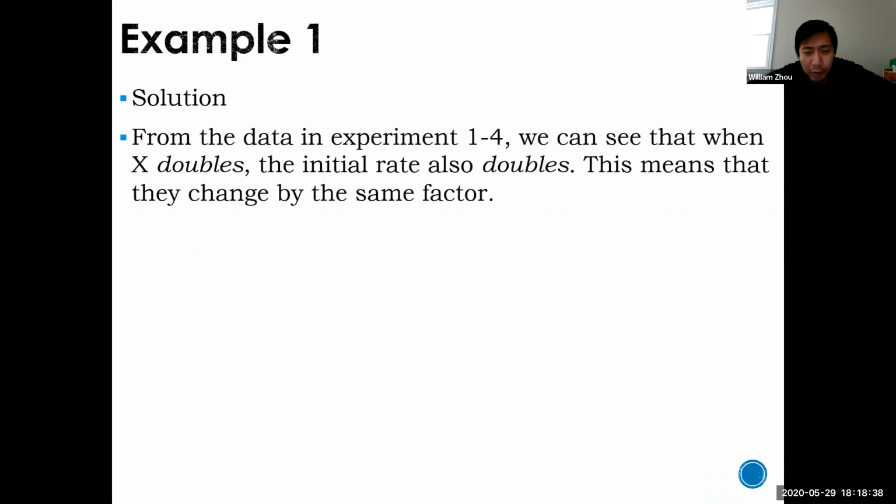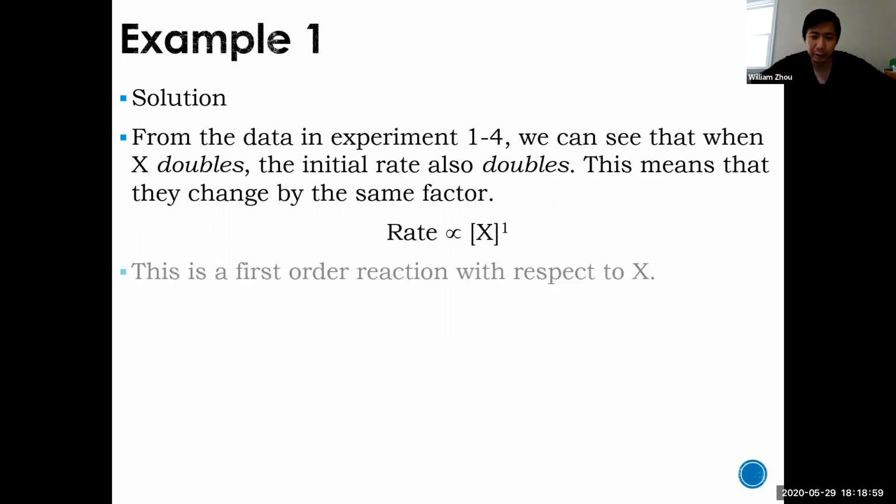From the first 4 experiments, we can see that if you double x, you double the rate. So they're changed by the same factor. So rate is directly proportional to x to the power of 1. Double x, double rate. Triple x, triple rate. If you multiply x by 10, the rate is multiplied by 10. That means this is first order with respect to x, because it's literally the same number.